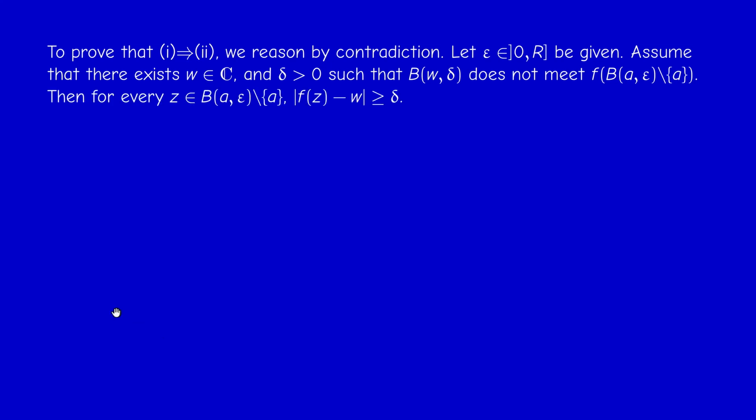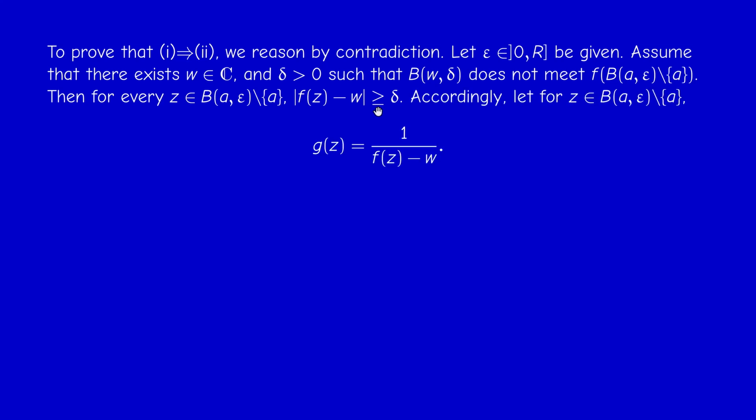Okay, so what does it mean that this disk does not meet the image of this punctured disk? It means that any element here cannot be in the disk, so it's outside the disk. So its distance to the center is at least delta. So if z is in B_A(epsilon), the punctured disk, then its image has distance to omega at least small delta.